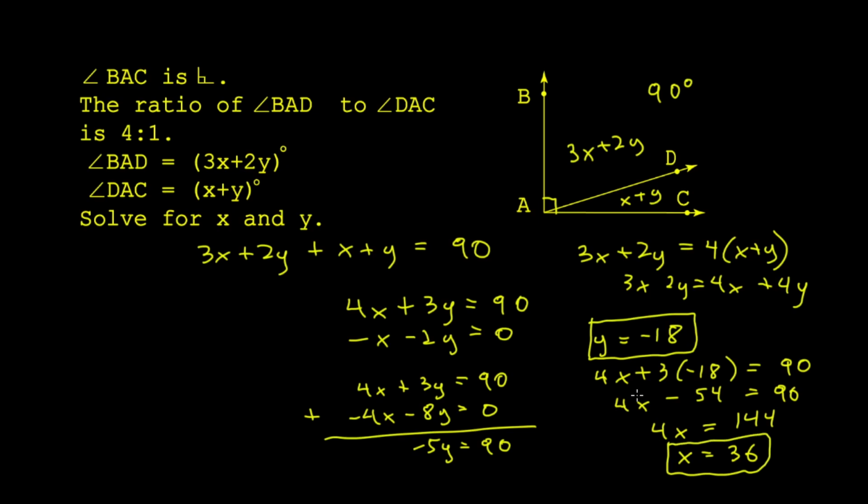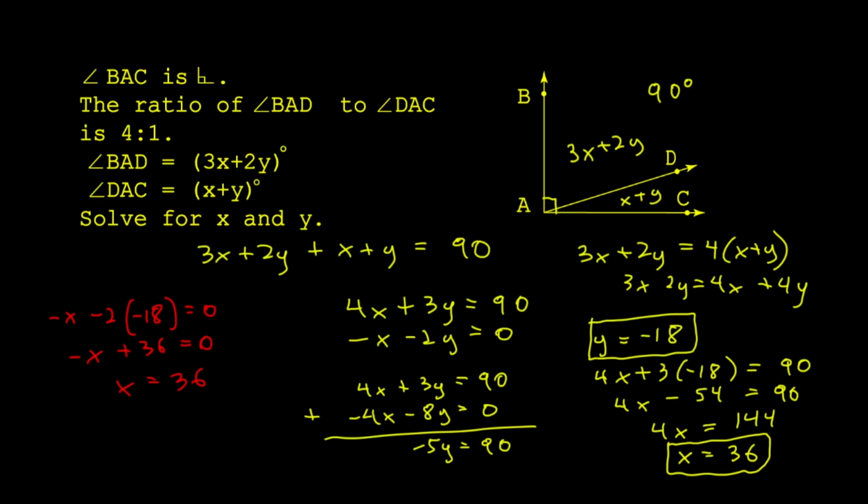Now, one thing to remember when it's a longer problem like this, you might have made a mistake. So the other thing you can do, I'm going to do this in red, is plug y equals negative 18 into the second equation here. So then negative x minus 2 times negative 18 equals 0, or negative x plus 36 equals 0, or x equals 36. That is a good check to see if we did it right.